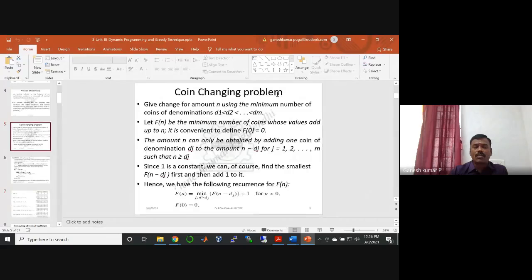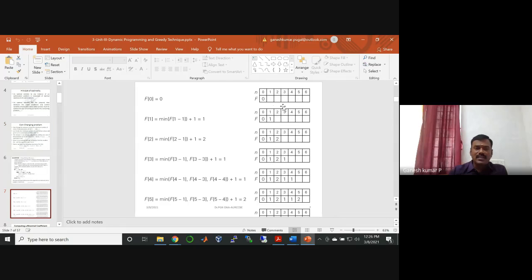It's about the coin changing problem. For a coin changing problem, you need to find the denominations. If the full amount is given, you need to work out in how many denominations you can make that amount. Likewise, you need to discuss that problem. So you need to define a table like this, and calculate from the basic version: f of 0, f of 1, and f of 2.